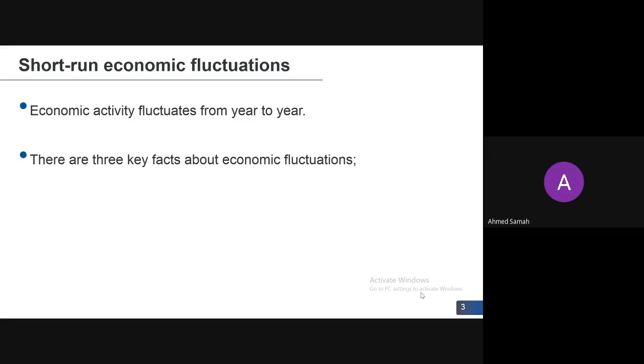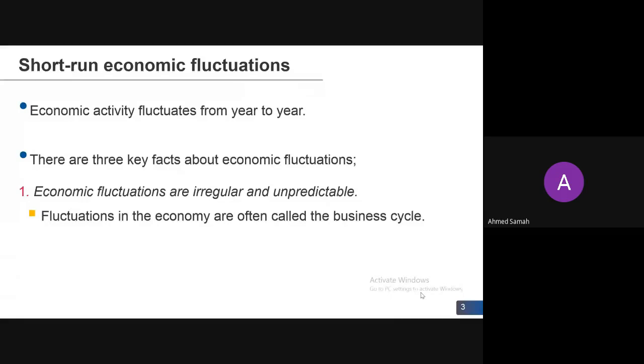So there are three key facts about economic fluctuations. First of which is that economic fluctuations are irregular and unpredictable. So economic fluctuations come in irregular periods, and it is not so easy to predict the fluctuations either. But sometimes there are people who predict it, but in most cases, it is quite unpredictable. And the fluctuations in the economy are often called the business cycle, as we have covered in the previous lecture.